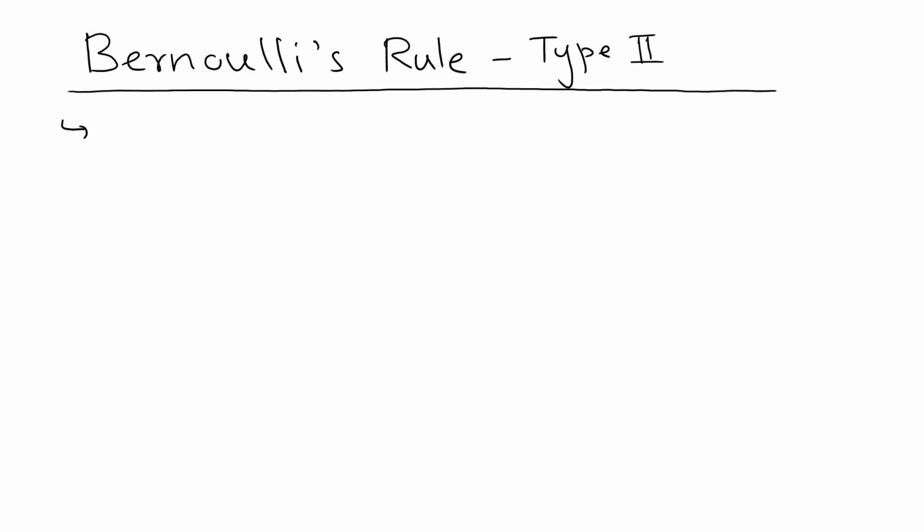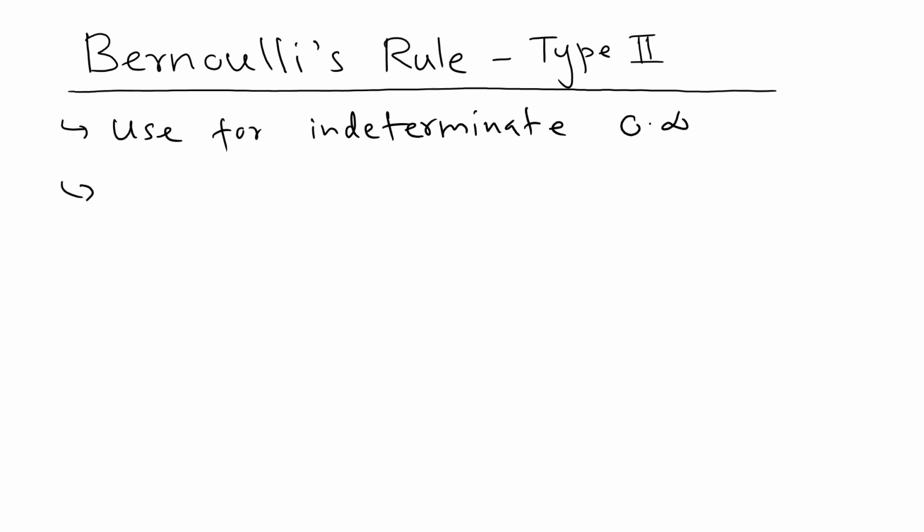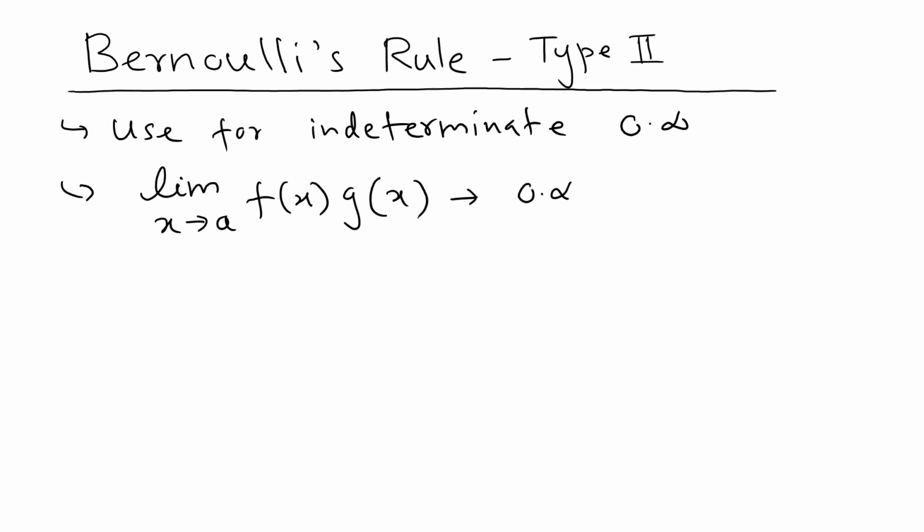So we use this for indeterminate form 0 times infinity. That means when you try to find the limit when x goes to some a, of f(x) times g(x), so you have two functions. What will happen? This is going to go to 0 times infinity. So that's the case we are looking for. It's going to be 0 times infinity. And so this is the method.